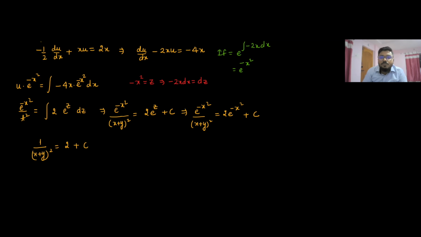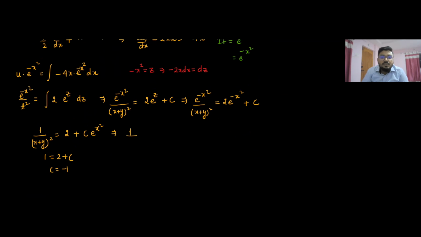Okay, fine. Let's try to find the constant value. So here y of 0 is given as 1. Means put x equal to 0, y will be 1. So this is 1 equals to 2 plus c times e power 0, so c is 1 minus 2, minus 1. So that means this curve solution is x plus y whole square is equal to 2 minus e power x square.